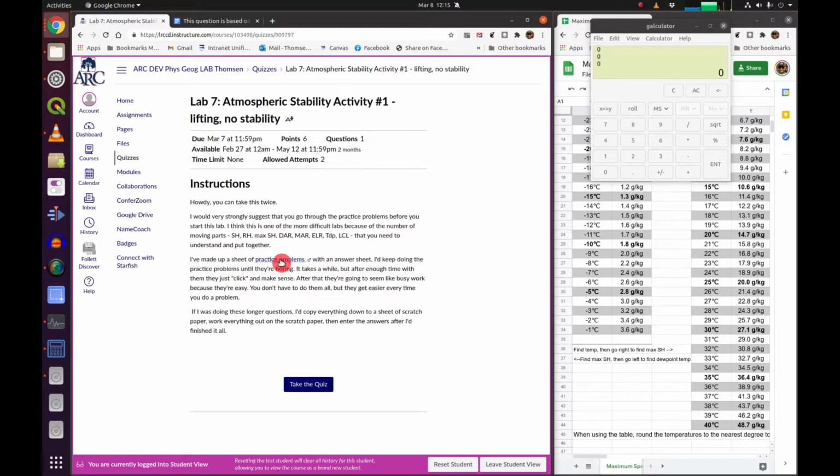So because of that, I've made up a sheet of practice problems with an answer sheet that you can go through and do those. And then I give you some instructions. If I was doing these longer questions, I'd copy down everything to a sheet of scratch paper, work it out on the scratch paper, and then plug those answers into the answer sheet.